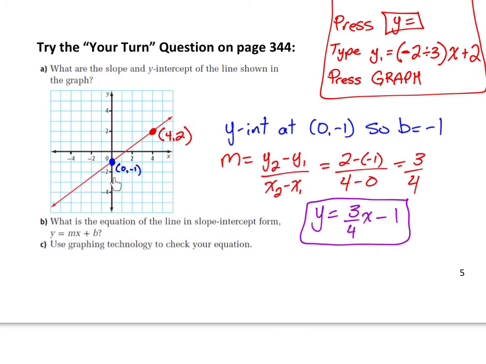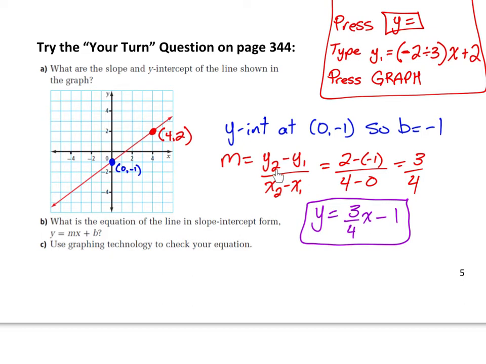All right, so looking at your graph, it crosses the y-axis at the point (0, -1). And so that is your b value, -1. And then going up the line to the right until I find another point with exact coordinates would be at (4, 2). And so I can use that as my x2, y2.